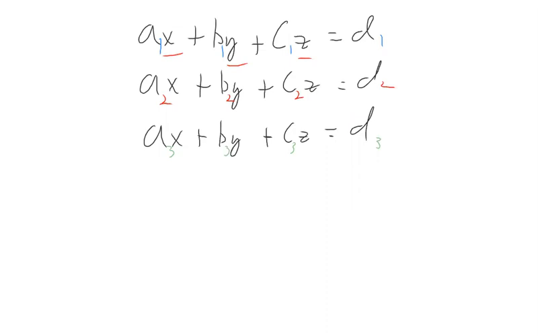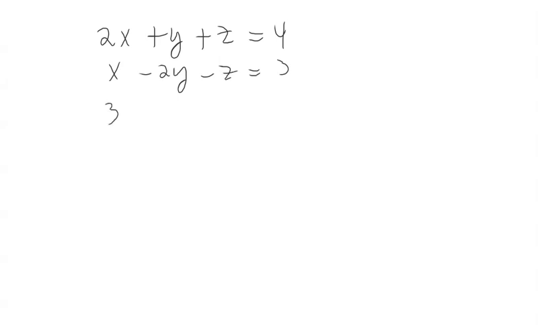Right. Now, the steps are the same. It's just I have to do them more often because there are three equations. So we'll attempt to do one of these in this video without making too many arithmetic mistakes. So say we have 2x plus y plus z equals 4. x minus 2y minus z equals 3. And 3x plus 3y minus 2z equals 1.